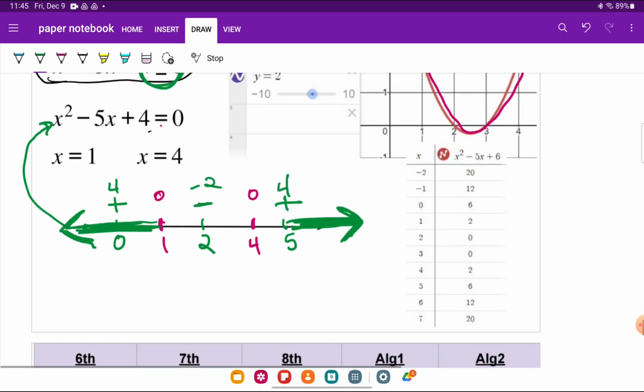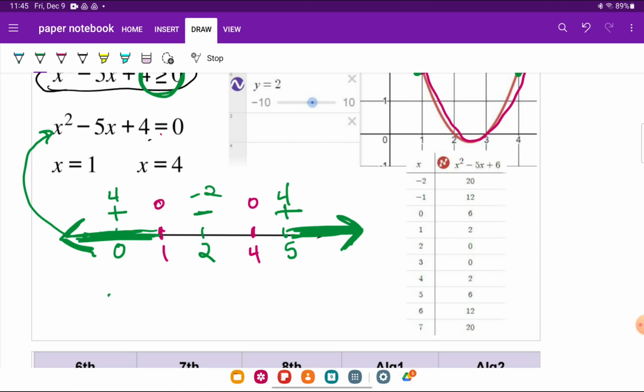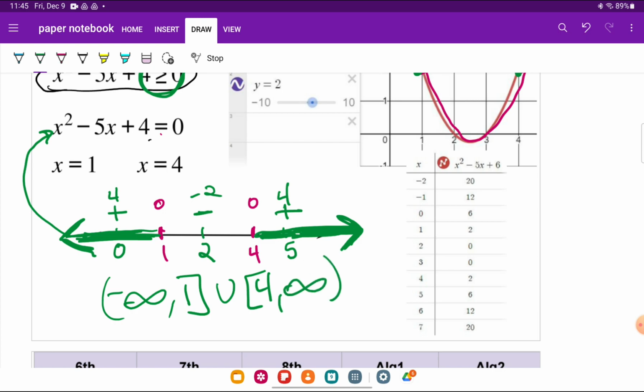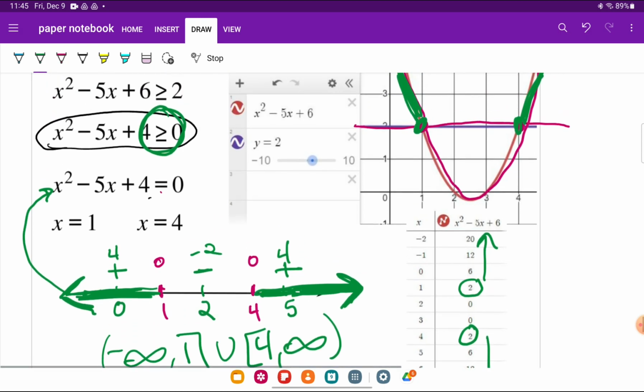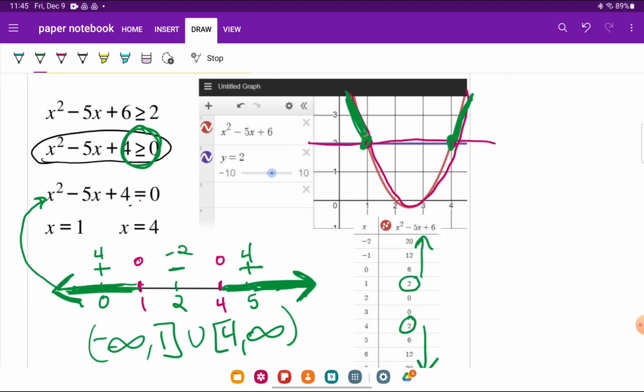We're gonna bring in some compound inequalities. Negative infinity to 1, and 4 to infinity. Again, looking at my table, here's 2. Everything that way is greater than 2. Here's 2. Everything that way is greater than 2. Multiple representations to check and help make sense.